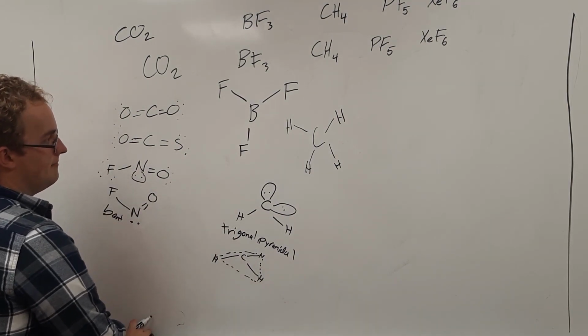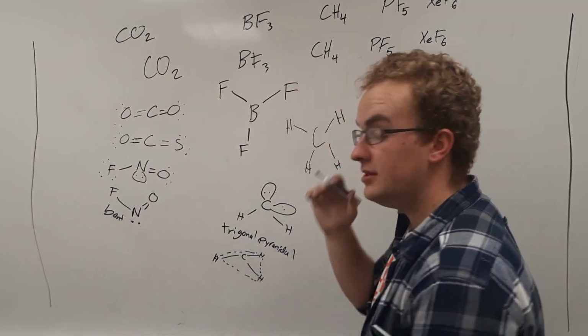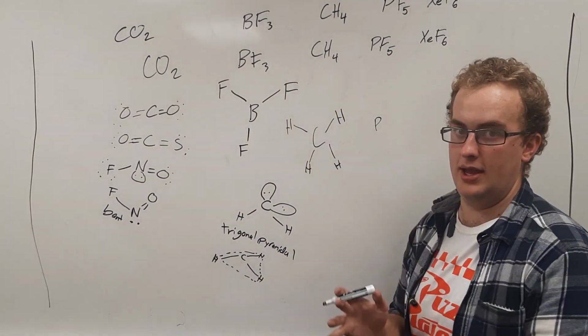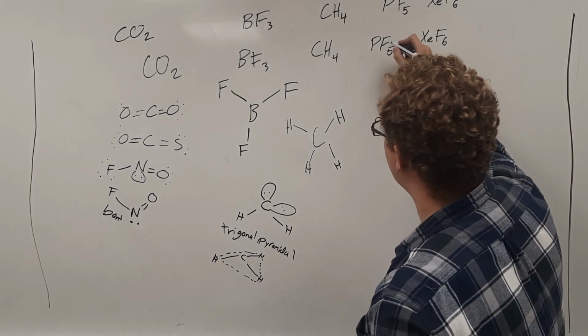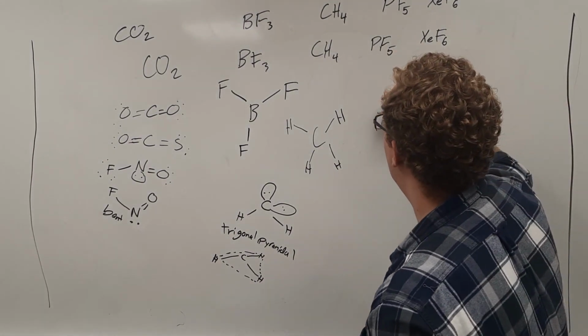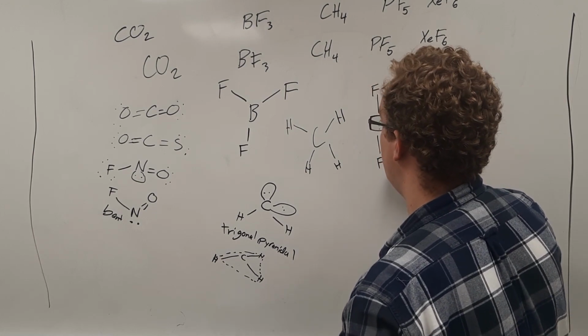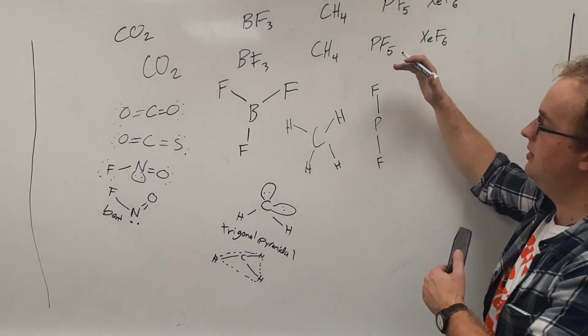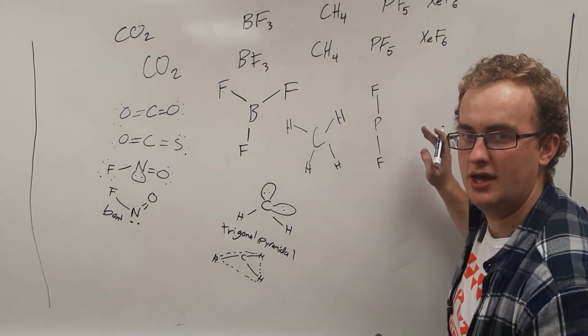So, yes. Now we'll move on to this next one. This one's a little tricky to understand, so I'll try to draw it well. We have a phosphorus here, and then we have five fluorines. One comes directly up and one comes directly down. These are like the North Pole up here and the South Pole here, if you can visualize that.